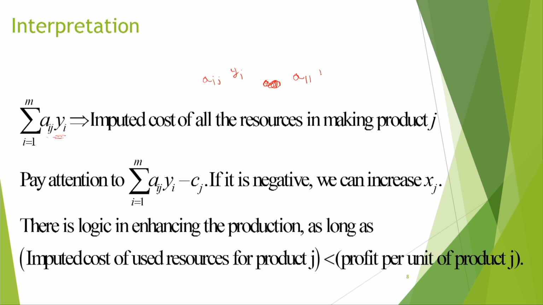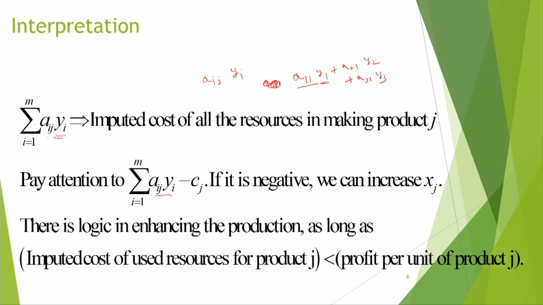So, A11 Y1, but then A21 Y2, A31 Y3. Okay. That means 1 is common. But A11 means first resource, and it is this one. That means resource used A11. So, this is the thing. Pay attention to sigma i equals 1 to m of Aij Yi minus Cj.